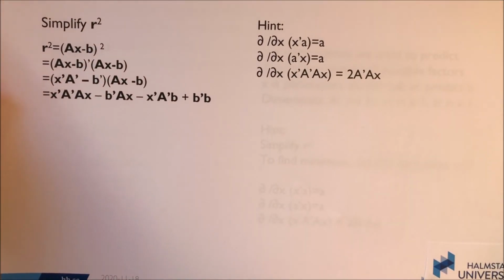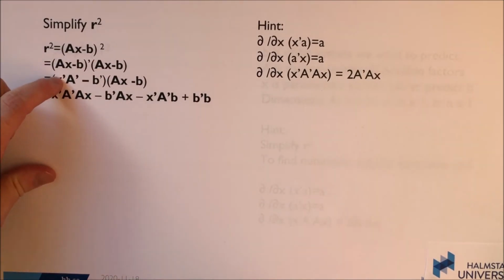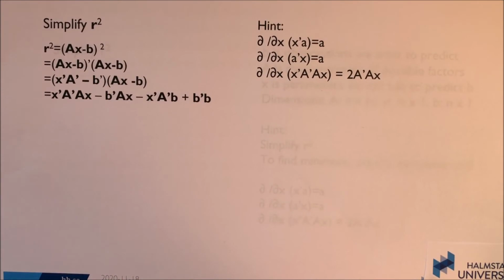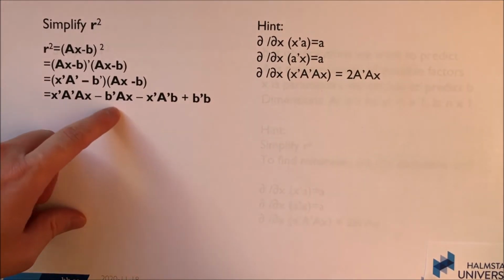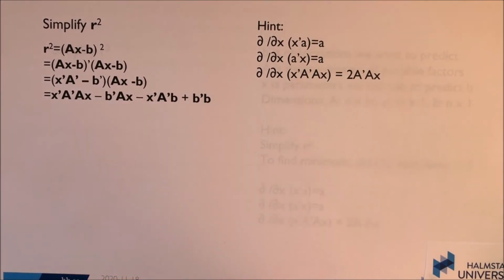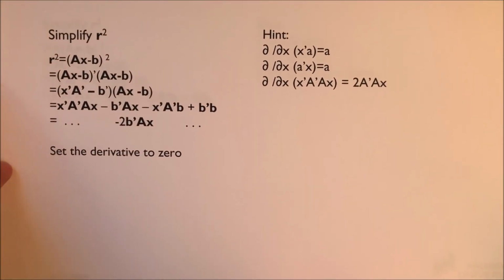First, we want to simplify R squared. So we substitute this in and we expand. This is the transpose. And this is fairly straightforward, but here we get these two terms. And then there's a little bit of a trick. The trick is to realize that this will be a scalar, so the order doesn't matter, and we can group those terms and simplify a little bit more.